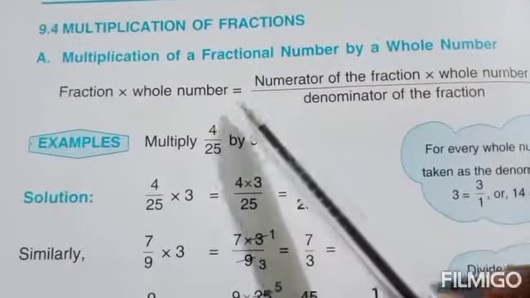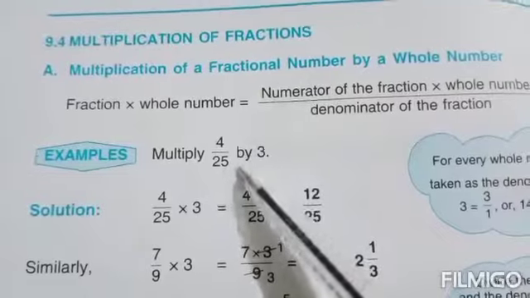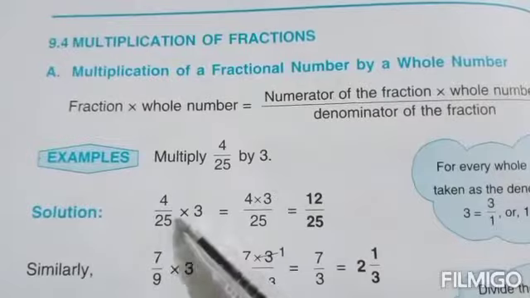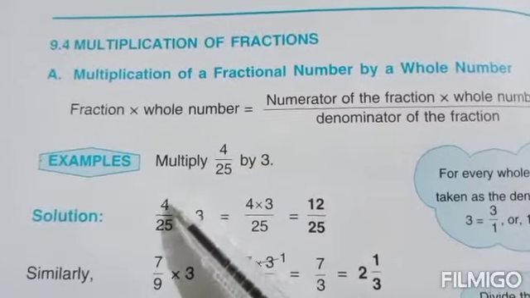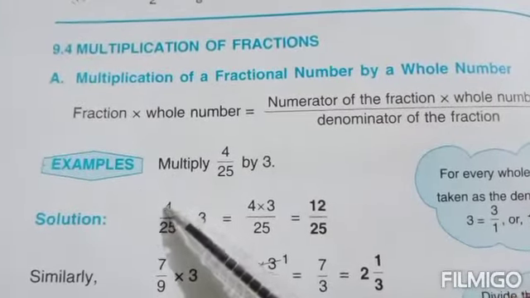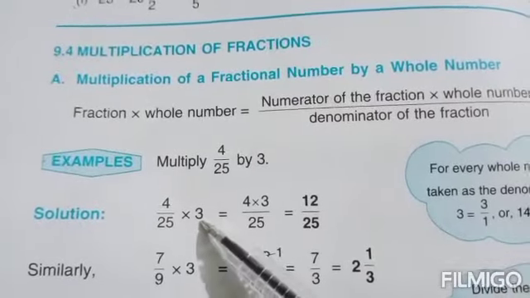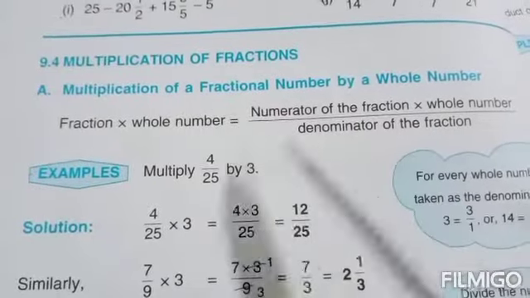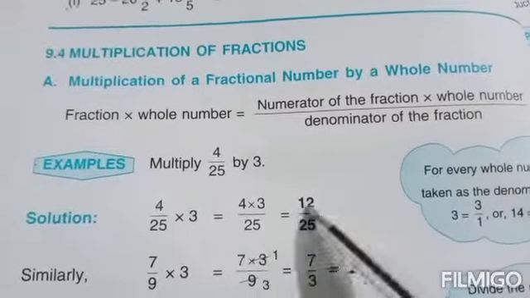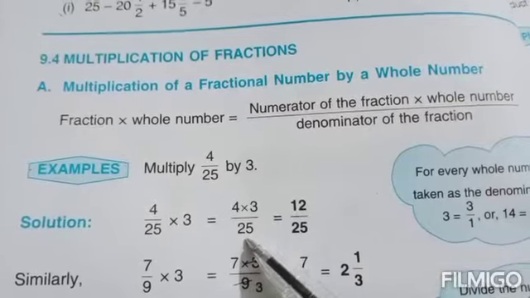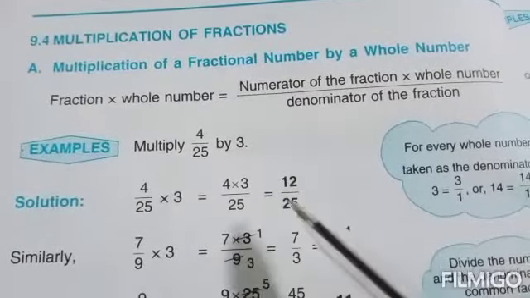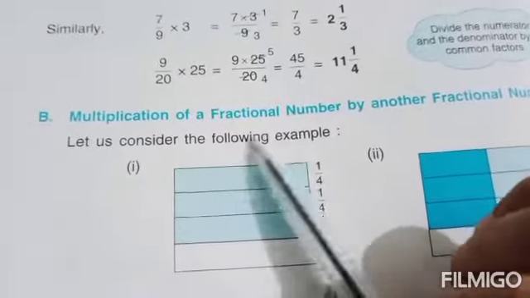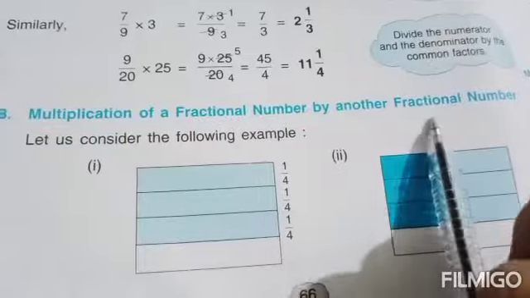Let us take one example, 4 by 25 multiplied by 3. So 4 by 25 into 3 you need to find. Here the numerator is 4 and the whole number is 3. So 4 into 3. You can use this equation: 4 into 3 divided by the denominator, which is 25. So you will get 12 by 25. Okay. Next B, multiplication of a fractional number by another fractional number.